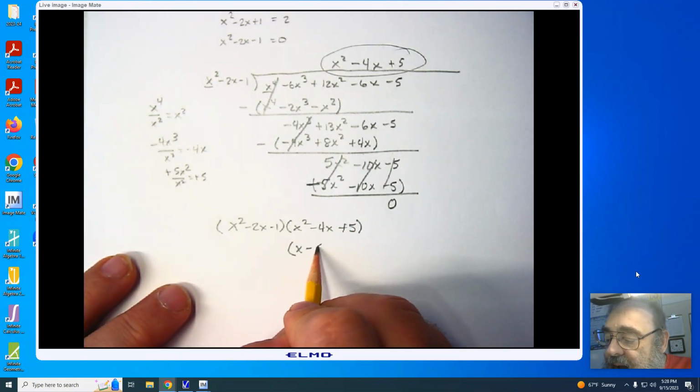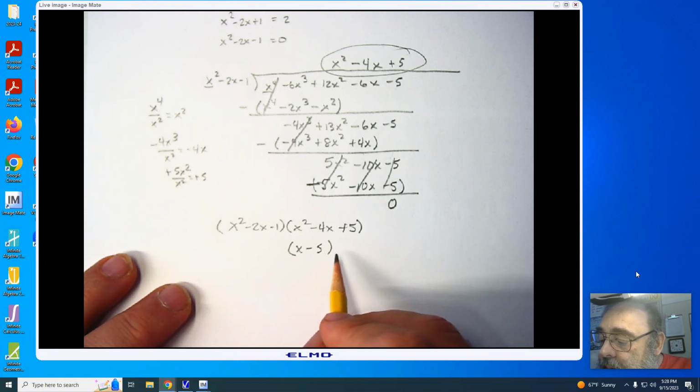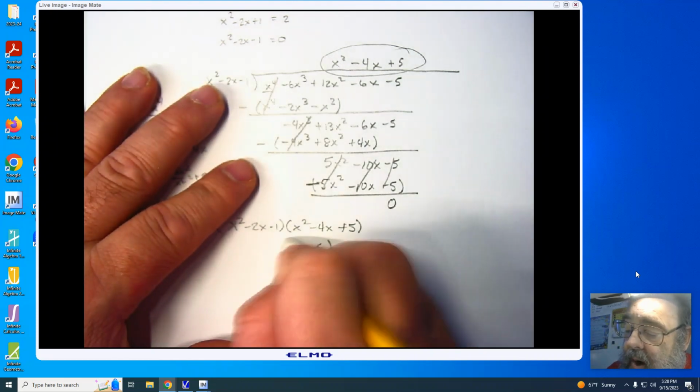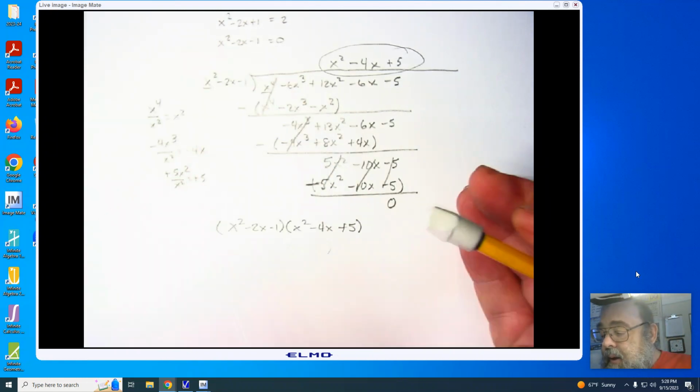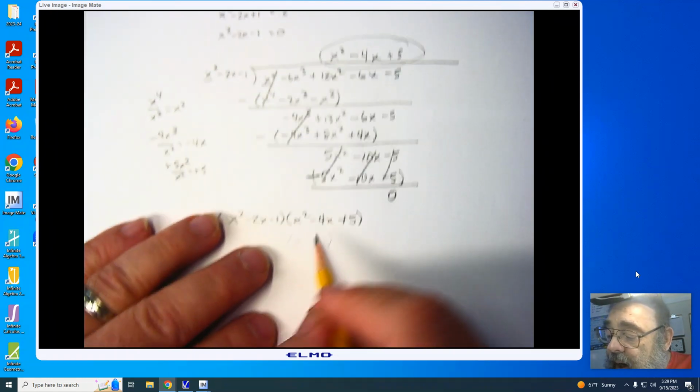X minus 5, and let's see, can this factor completely? Nope, this isn't going to work. I'm going to have to go through and I'm going to have to find it using the quadratic formula.